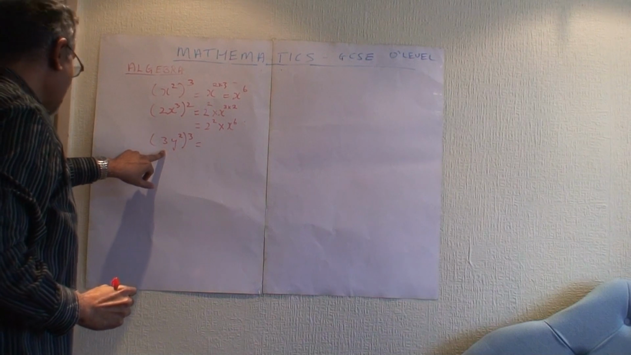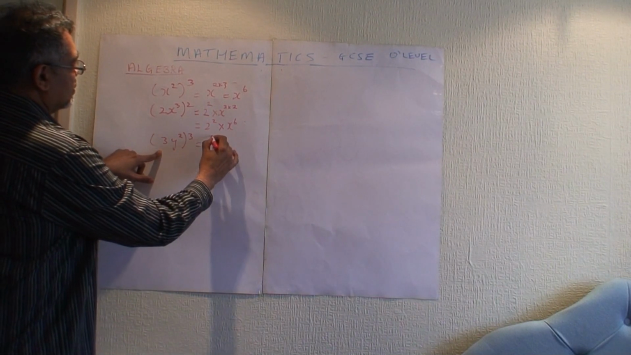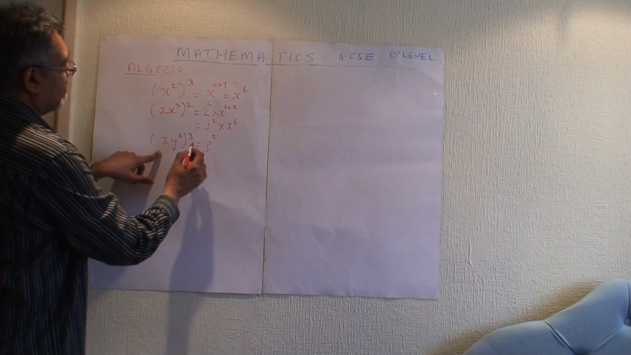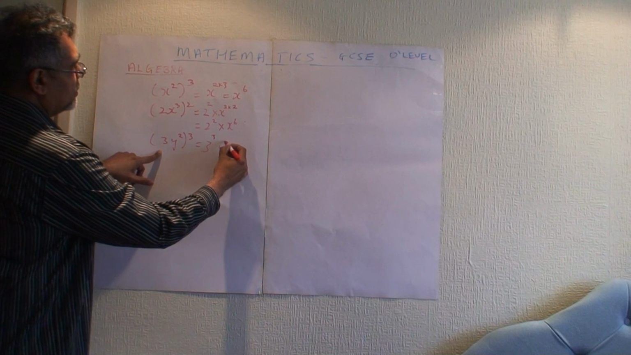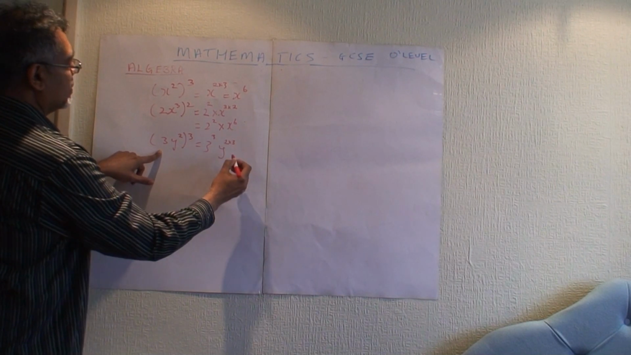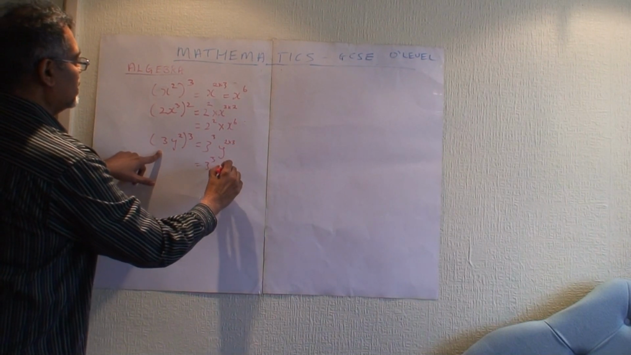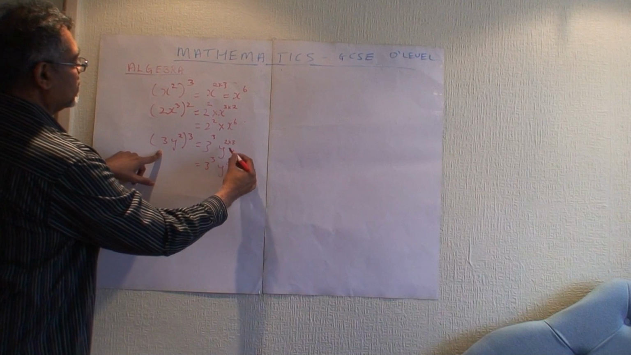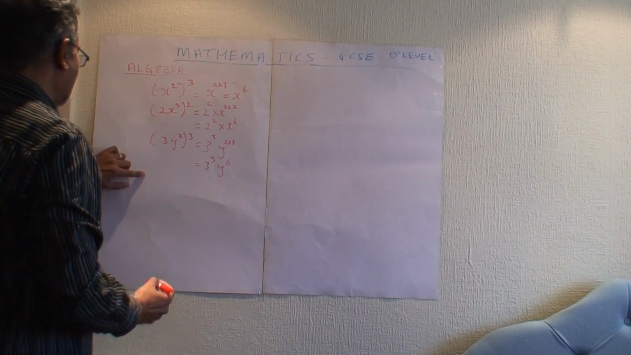Again, 3 to the 3rd power. Okay, but you have y, it won't be 2, but it'll be 2 multiplied by 3. Okay, so that's 3 to the 3rd power and y to the 6th power. Because 2 multiplied by 3 is 6.